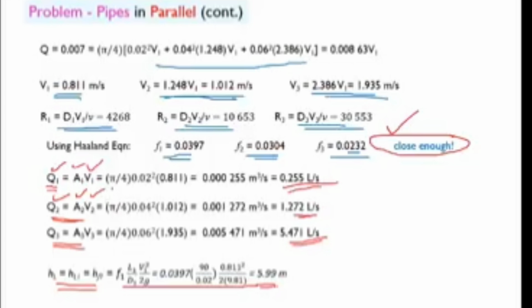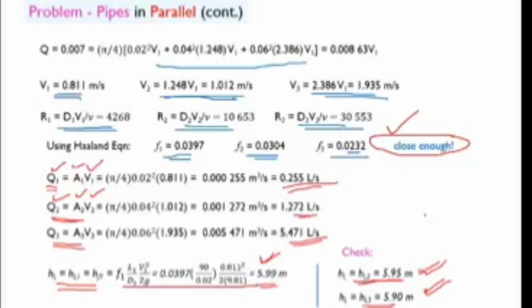If you calculate for pipe 1, this is 5.99 meter. And since we stated that the same head loss will occur for all the 3 pipes, as a check, you can calculate HL2 for the second pipe, and you can calculate HL3 for pipe 3. All the 3 pipes are connected in parallel, so the same head loss will occur. You can see 5.99, these values are close enough. So this is how we solve the problem when the pipes are connected in parallel.